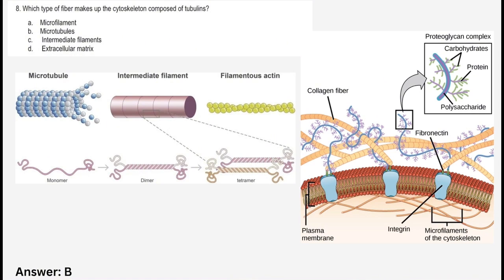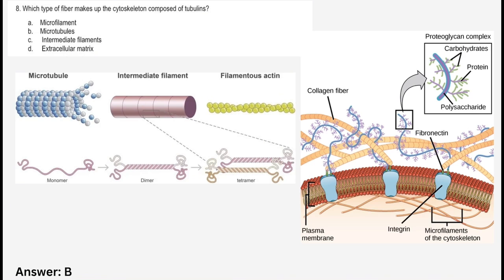Which type of fiber makes up the cytoskeleton composed of tubulins? Okay, so from the question, we can infer that the answer is microtubules. Okay, because of the word tubulins. And that is a correct guess. That's a good guess. Okay, but let's take a look. A, microfilament, B, microtubule, C, intermediate filaments, D, extracellular matrix. Now, the correct answer will be microtubules, of course.